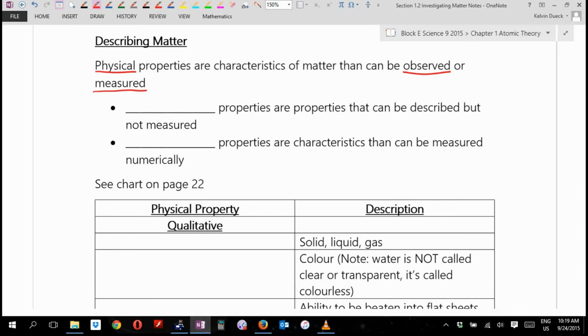We're going to break these up into two types. Josh, I already kind of snuck this in earlier when we did that little Simpsons activity. We had what we called qualitative properties. They can be described, but you can't really measure them.